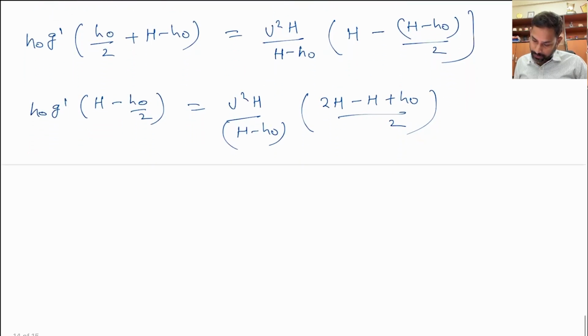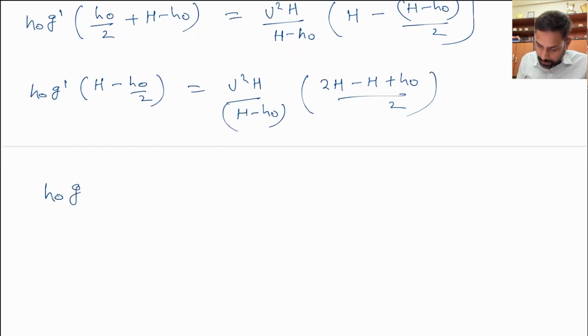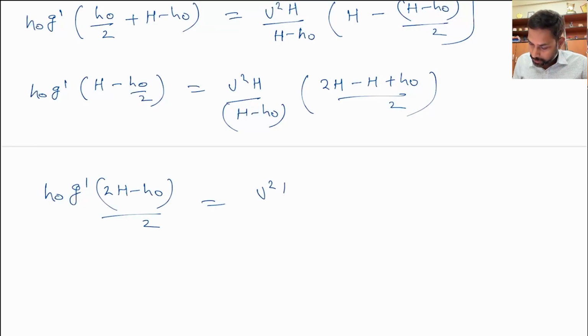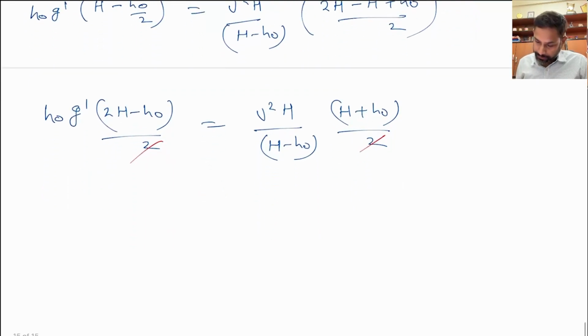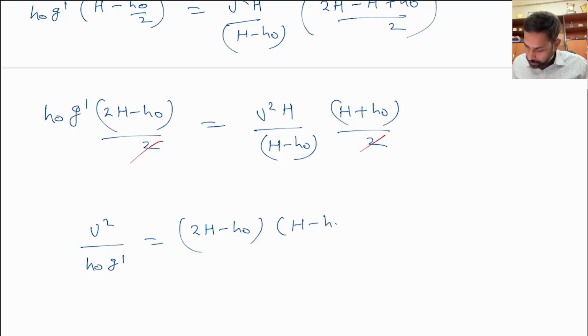Okay, so further this becomes (H minus H naught) over 2 times U square (H minus H naught), and that becomes (H plus H naught) over 2, and the factor of 2 cancels on both sides, and finally we get this equation as U square over H naught g prime becomes 2H (H minus H naught) over (H plus H naught), that is also multiplied with H here.